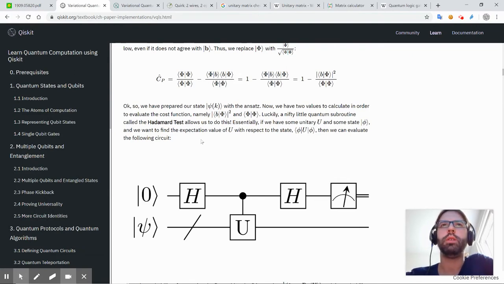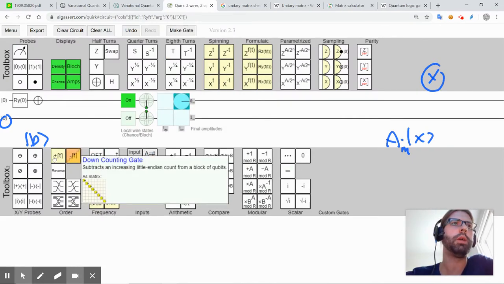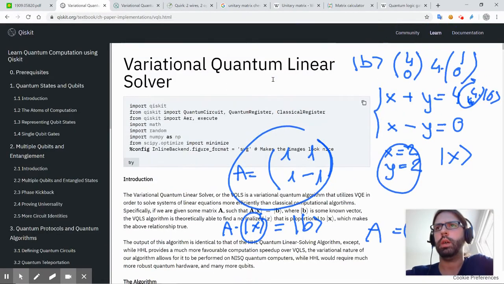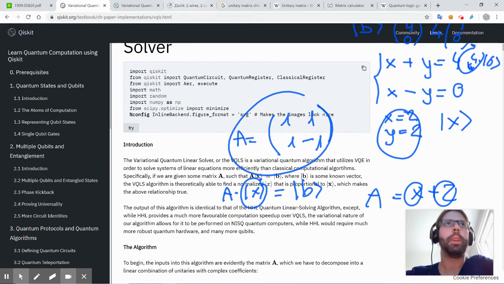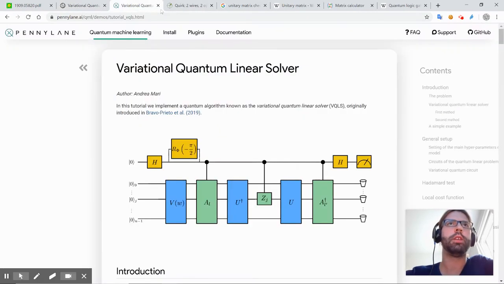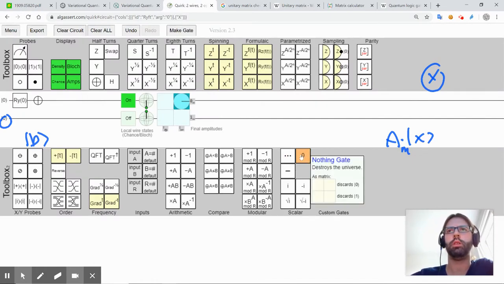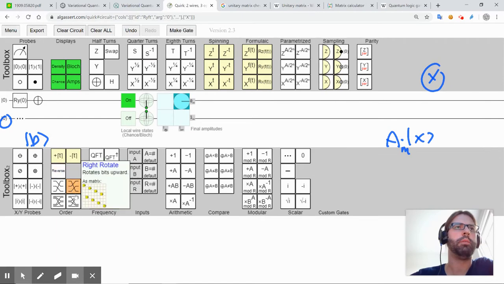but to be honest, literally this is 4 times the ket 0, right, as we said? I know that seems too simple. So it's just the identity. So I'm doing nothing. Destroys the universe. So I'm doing nothing, right? Or just the identity.